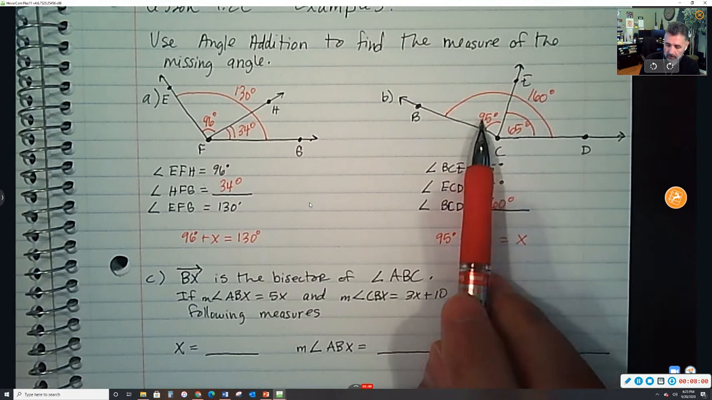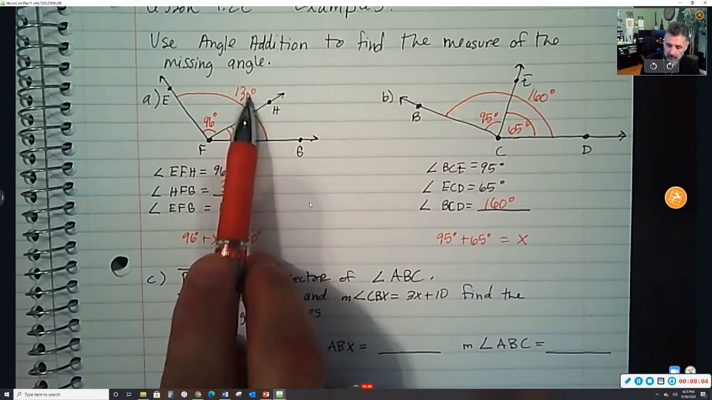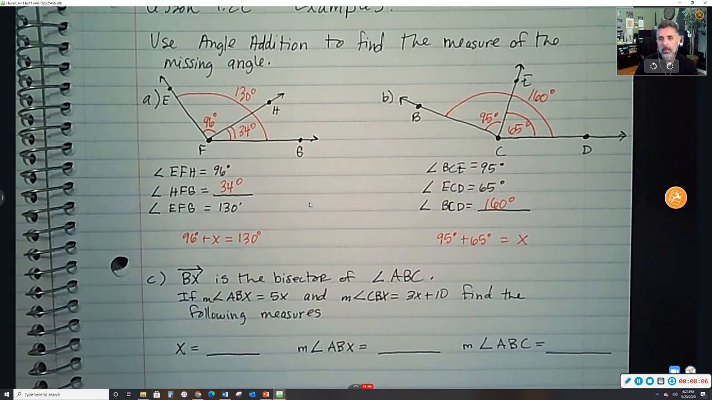And again, it's these two added together give you this one. Just like these two added together give you this one. Okay. So that's the first. We'll be doing some of that on today's assignment. You can pause it right now.